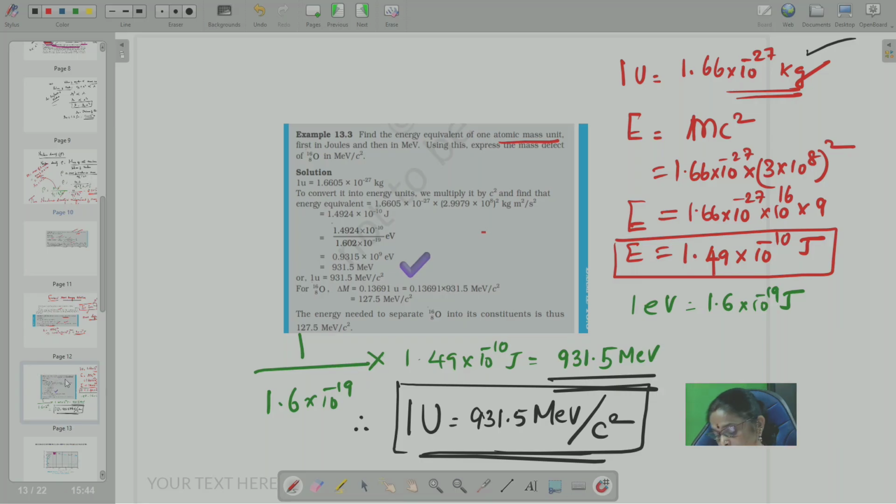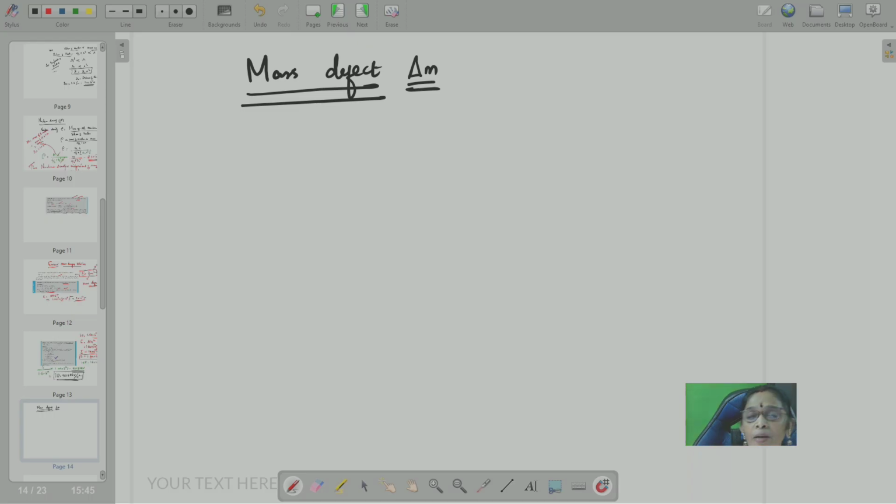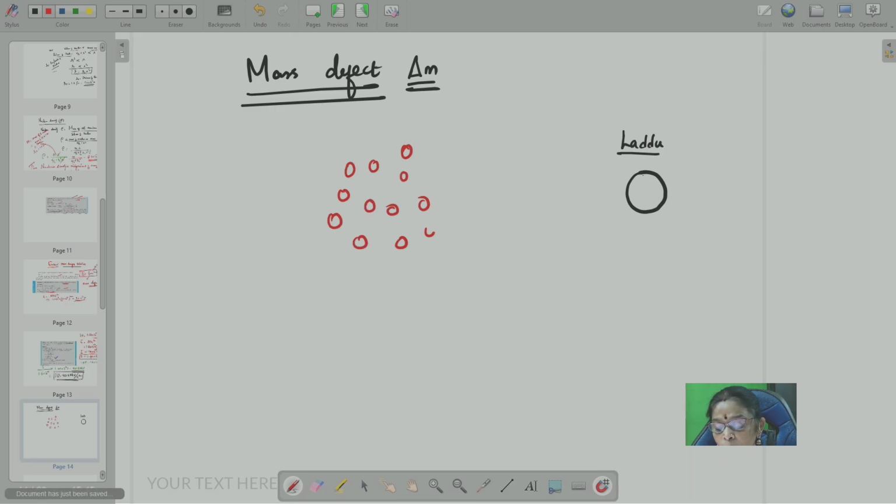Next, I am going to discuss mass defect. For determining mass defect delta m, I am going to give you an example. What example? You must have seen laddu. How is laddu made? Tirupati laddu is there, no? In the laddu, a lot of bundis are there. First of all, you have to make the bundis, all these are separate.